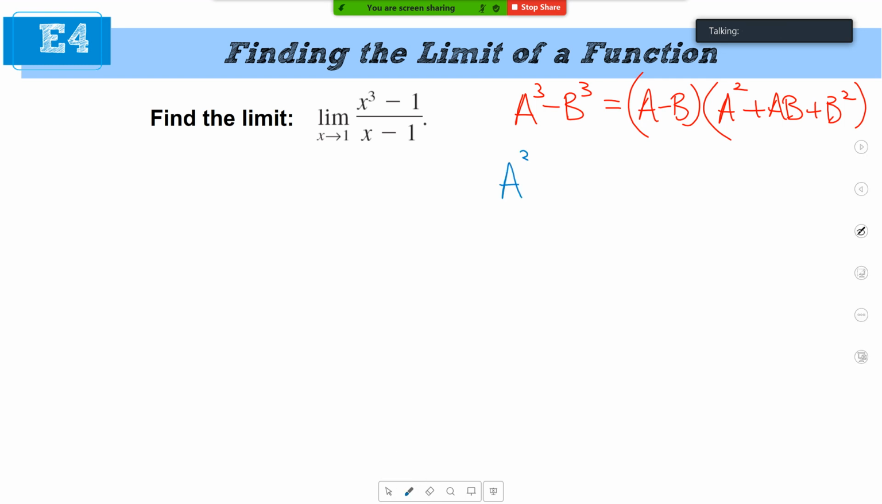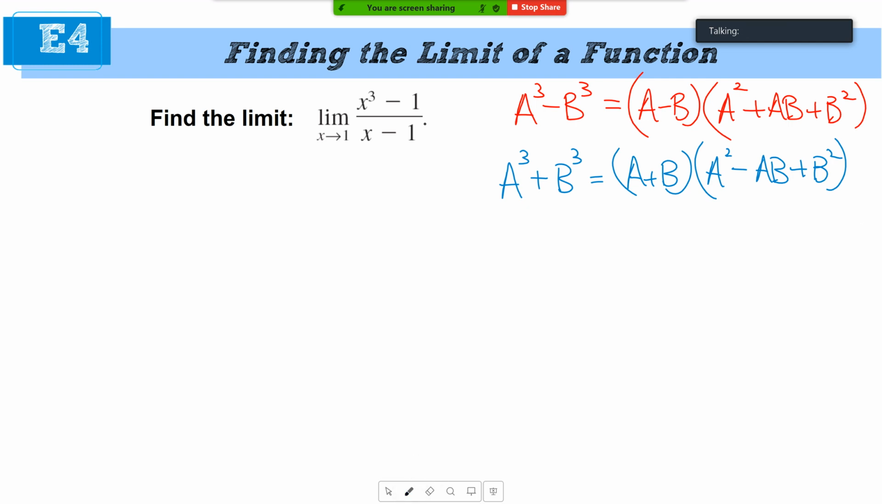Changing colors. Unlike squares, the sum of perfect cubes can also be factored. A plus B times the quantity A squared minus AB plus B squared. Now, that chunk of math knowledge that I was going to share with you, you can do this.